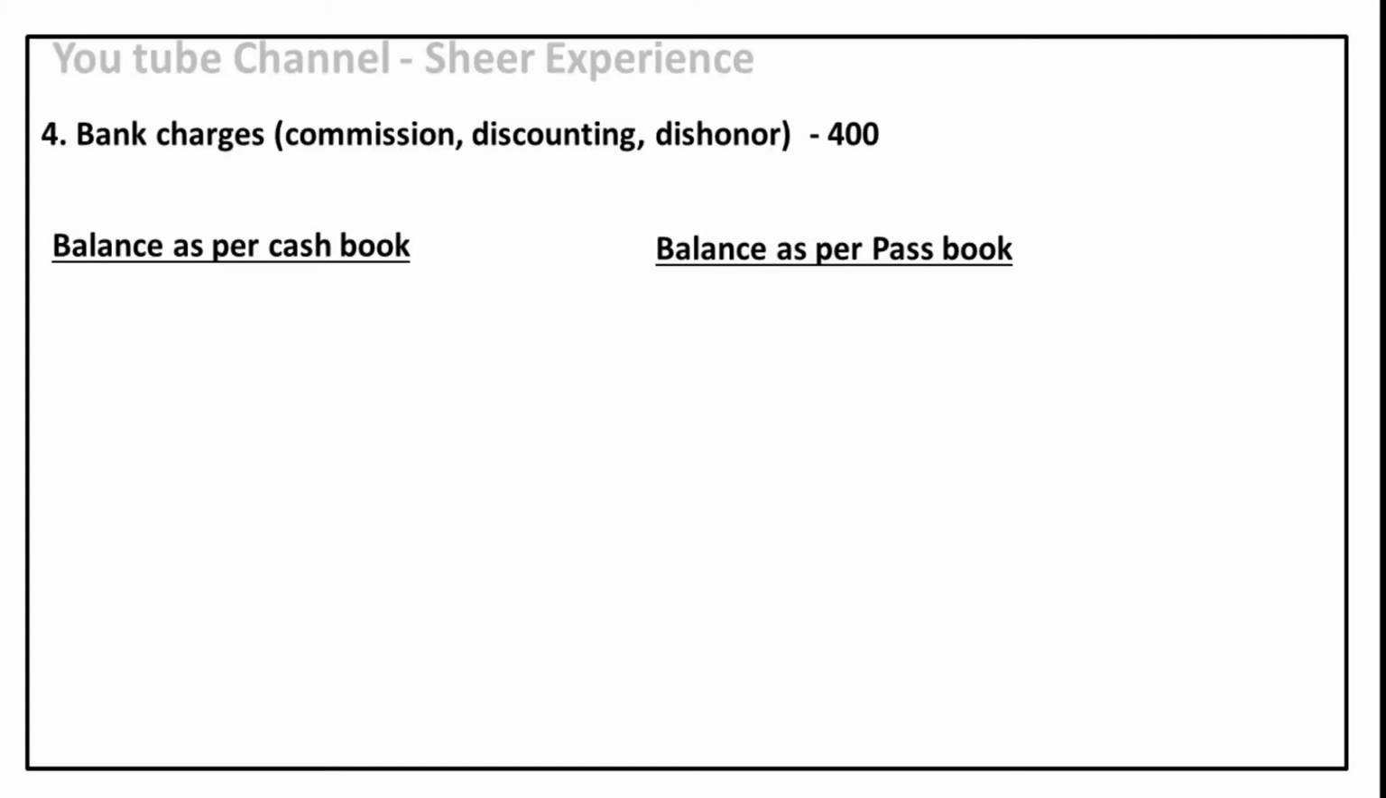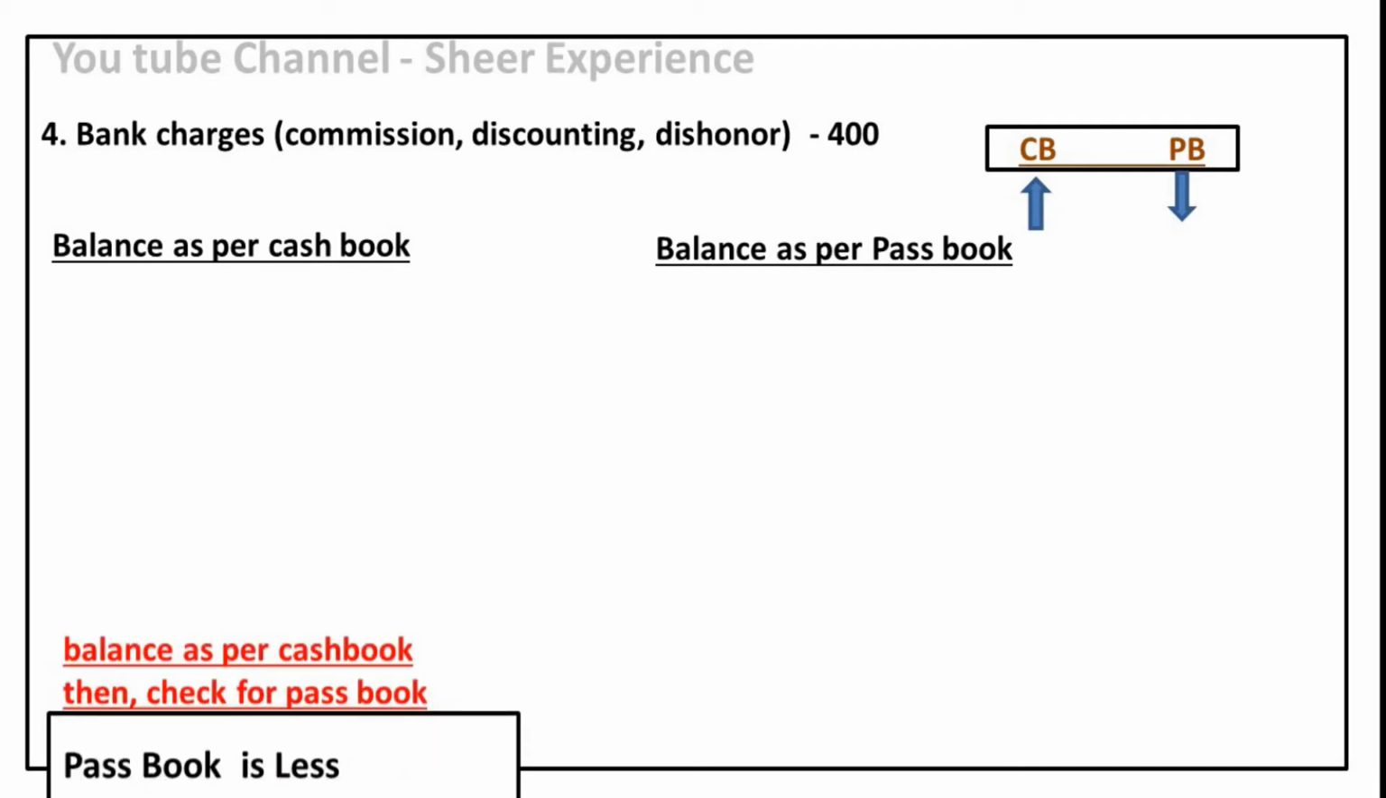Our next transaction is bank charges, which can be commission or discounting charges or dishonor charges. It is 400. When the bank charges some amount for the services provided to its customers, the bank debits our bank account, which means it deducts some amount from our balance. Since we are not aware of these charges, we haven't recorded this transaction in the cash book.